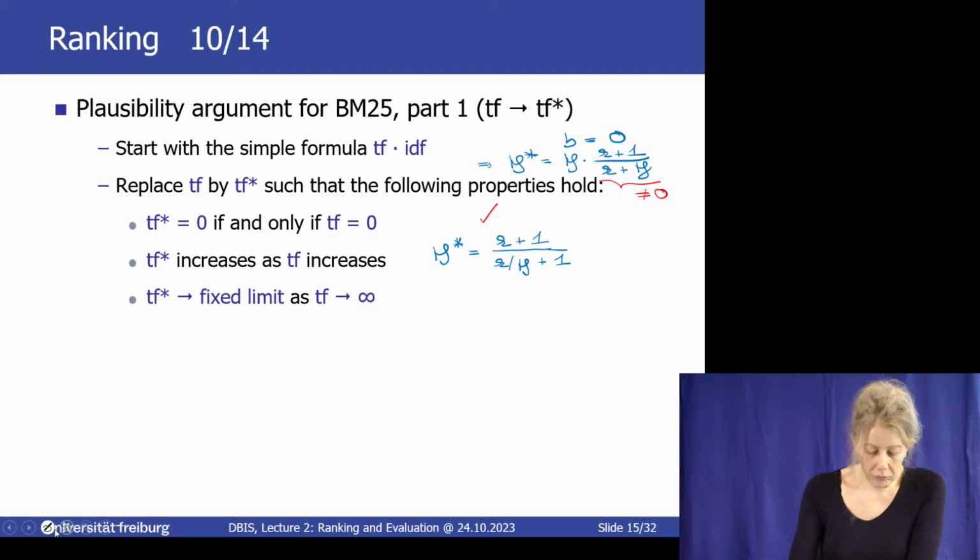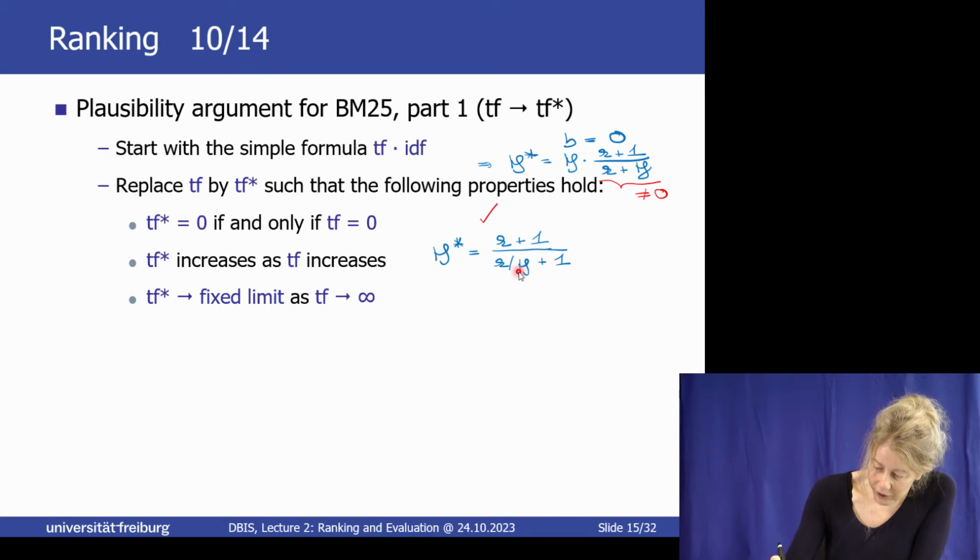And now, let me just say this. Now I just have the tf once here. If tf increases, then this increases, then this decreases, but it's in the denominator, so this increases again. So by having the tf only once here, I see that increasing tf increases this, because it's twice in the inverse here. So that also proves this.